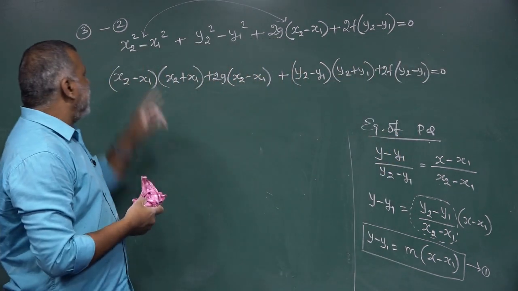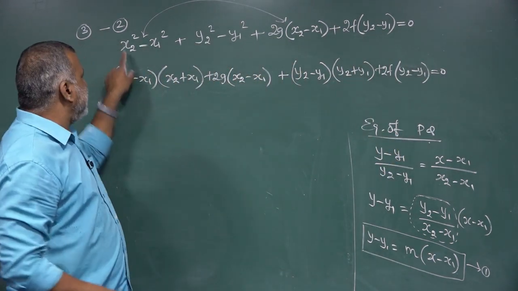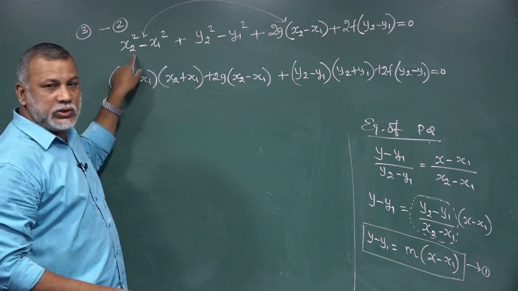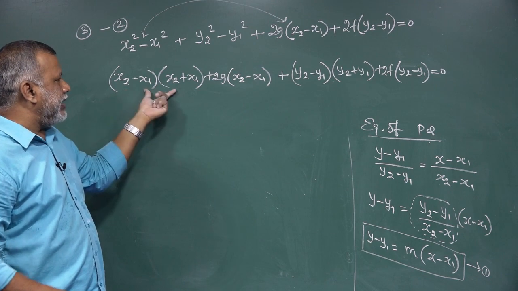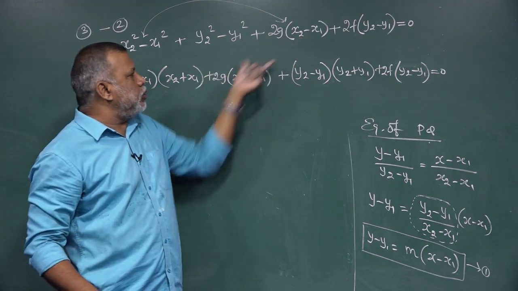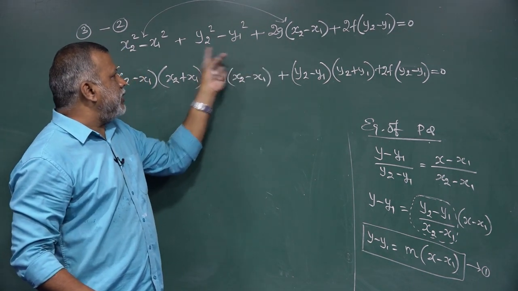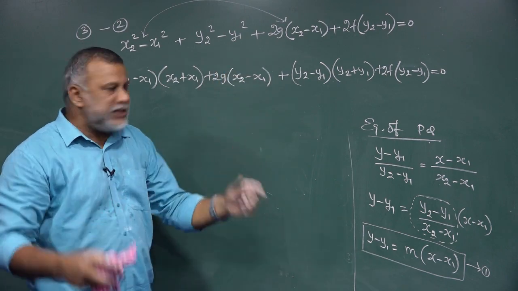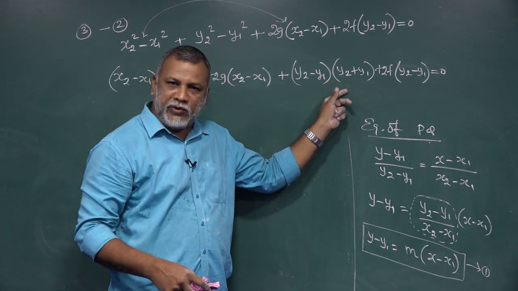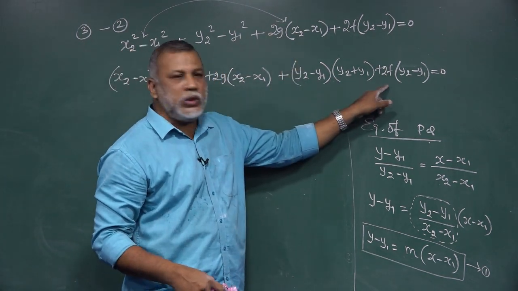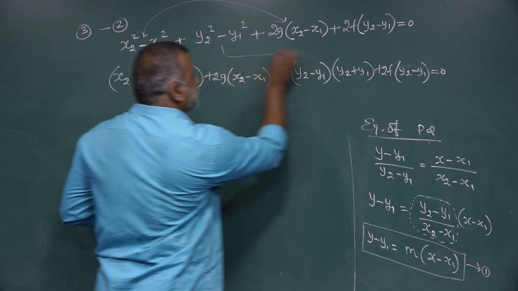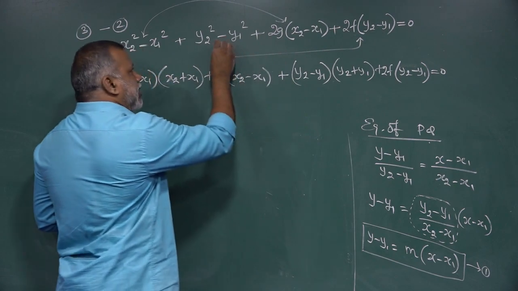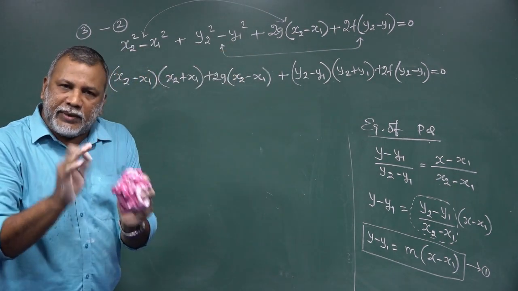See once again, pairing the same families. x2 squared minus x1 squared can be split in the form of a plus b into a minus b. Again, already 2g times x2 minus x1 is here. See here, y2 squared minus y1 squared, split in a plus b into a minus b formation. Again take 2f, and one more y family here. See, this is also the y families. So pair the x families and the y families separately.